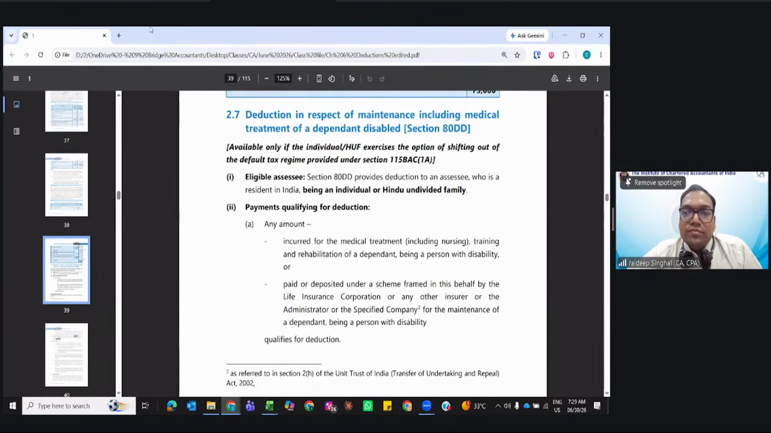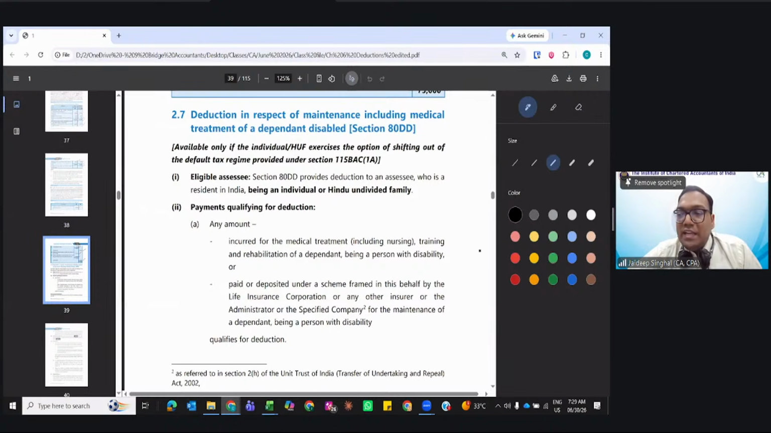Let's see the book. Deduction in respect of maintenance, including medical treatment of dependent disabled. You can see the word said DD. D means dependent, D is disabled. You will remember like this.